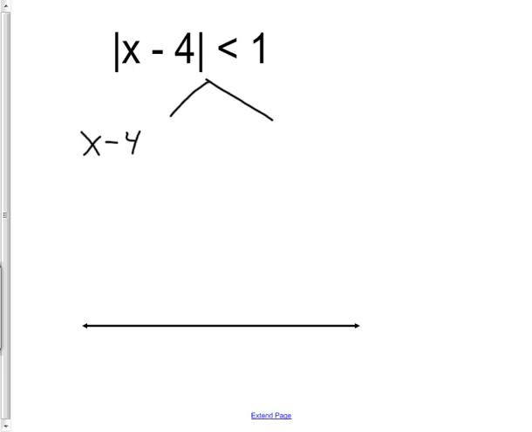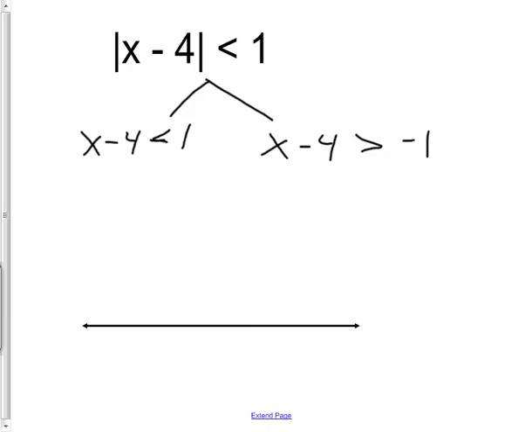X minus 4 is less than 1. You do it just like you see it. The other side's a little more tricky. Take a guess. It has to do with switching the sign, yes. So what should I write? X minus 4 greater than -1. So you switch the sign.